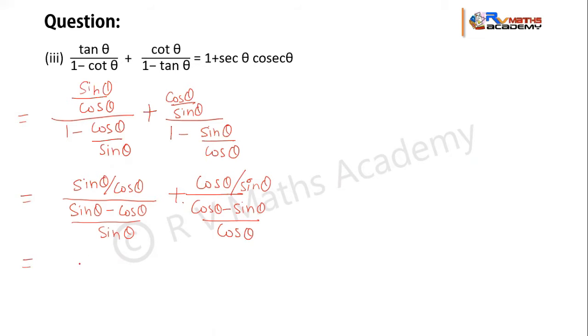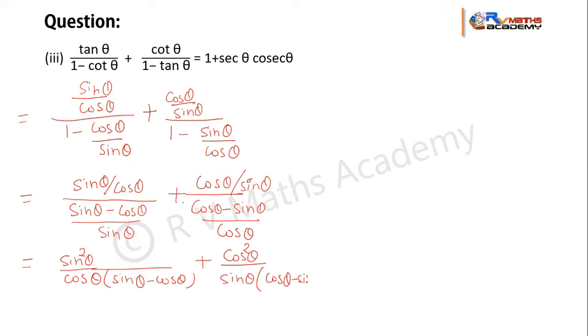Now, what will you do in the next step? Just simplify first. This is sine theta upon cos theta, and this sine theta will go in the numerator, so it will become sine square theta, and here you will write sine theta minus cos theta. Similarly here you can write cos theta; this cos theta will go in the numerator, so it will become cos square theta. In the denominator you will get sine theta, and in the bracket you will get cos theta minus sine theta.